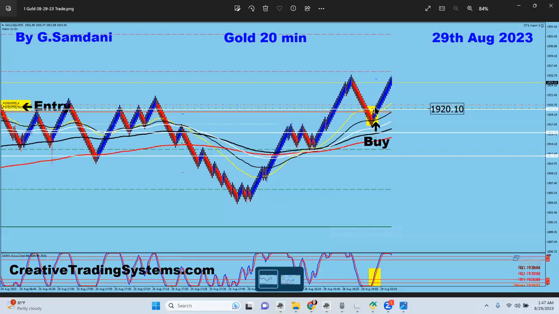Let's see my gold entry, how far it goes. 1959 is my target. I'm going to sit at break even. If it comes back and hits my SL, bye-bye. I do, no loss, no gain, nothing. That's fine. But if I want 1959.